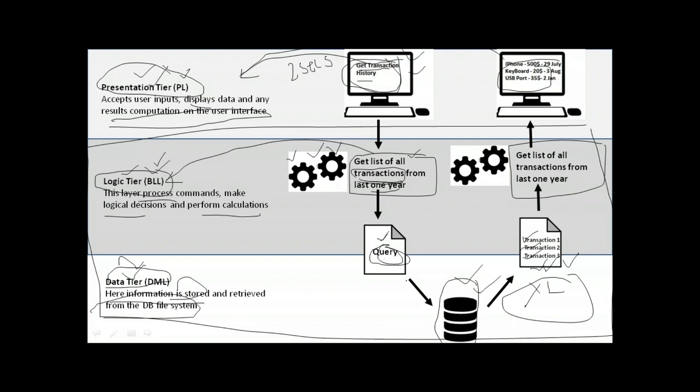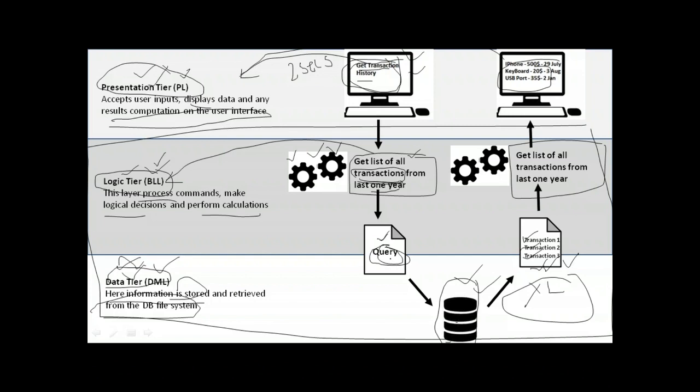You're requesting something. What is that request? I want the transactions which were made by Kumar Gupta from the last 1 year. You're requesting, and this tier is able to take that request. So you call this a data tier or the DML. So what does the data tier have?